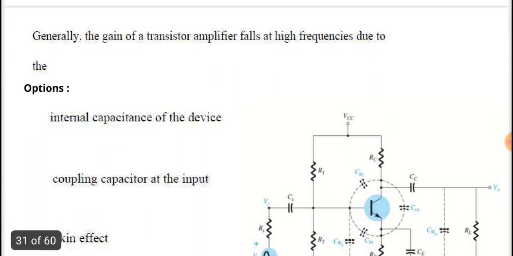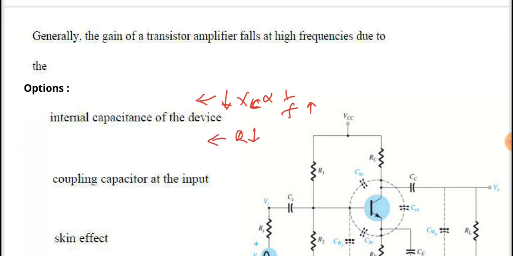Generally, the gain of a transistor amplifier falls at high frequencies due to... So, at higher frequencies, what will happen? Xc is proportional to 1 by f. The frequency value is very high, so the Xc value is very low. When the Xc value is a very low value, it is simply a very low resistance. What about the voltage? Voltage reduces, and voltage reducing means gain reduces. So it is because of the internal capacitance of the devices, where the internal capacitive reactance is very low.